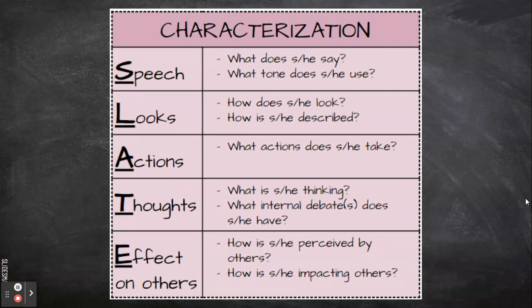For characterization, remember, that's how a character develops, their personality traits. Look for STEAL. What is the character saying? What do they look like? Actions, thoughts, effects on others. These are the things to look for to determine characterization.